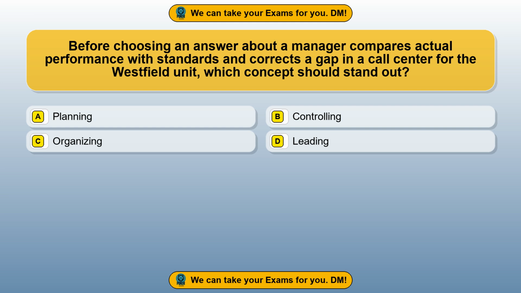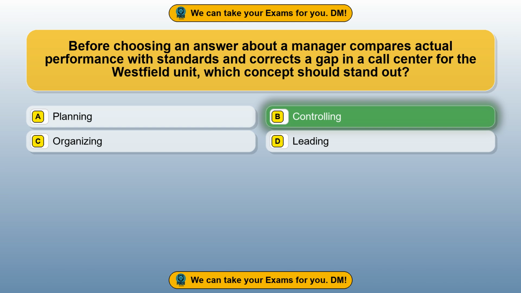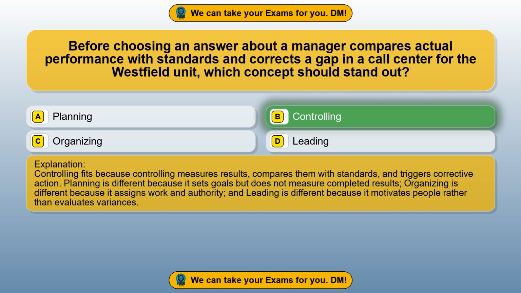Option A, planning. Option B, controlling. Option C, organizing. Option D, leading. The correct answer is option B, controlling. Controlling fits because controlling measures results, compares them with standards and triggers corrective action.